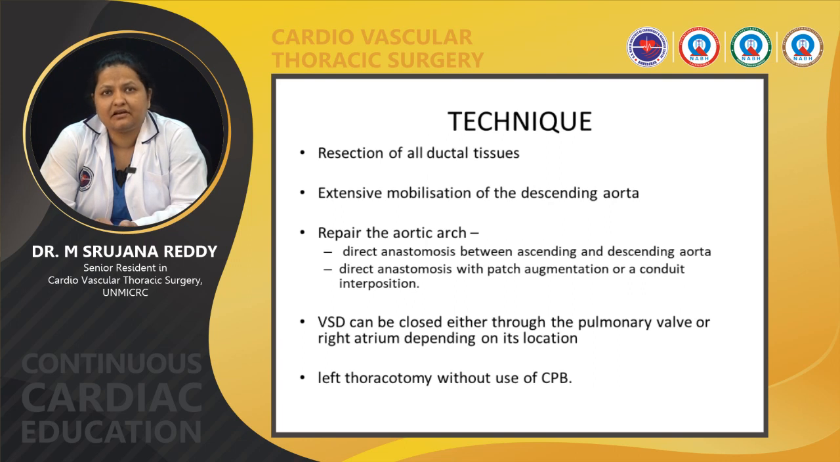The technique involves resection of the ductal tissue and extensive mobilization of the descending aorta, usually till the second intercostal, and then repair using direct anastomosis or a patch augmentation, or occasionally a conduit interposition. The VSD can be closed through the pulmonary valve or right atrial approach according to the location. In patients where CPB cannot be used, a left thoracotomy can be done and just the arch repaired in these patients.